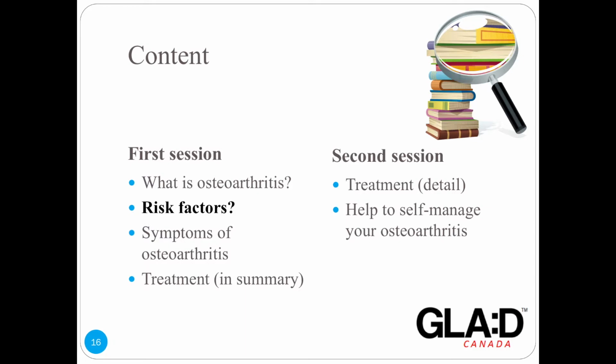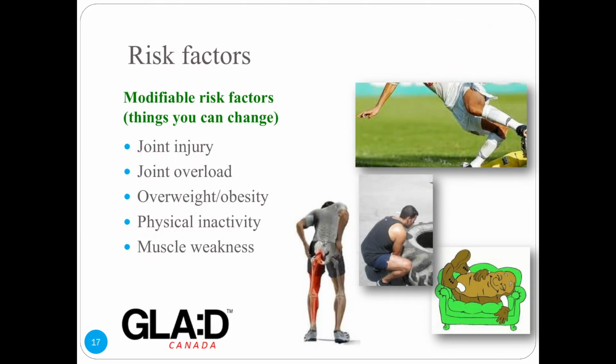So our next part of our presentation today is all about the risk factors. What are the risk factors of osteoarthritis? And so we have two different types of risk factors. We have modifiable and non-modifiable risk factors. So modifiable ones are things that you can change. We'll put those in quotations, things that you can change most likely.